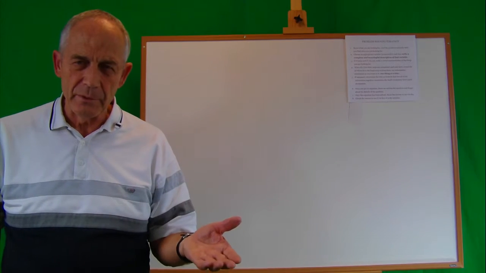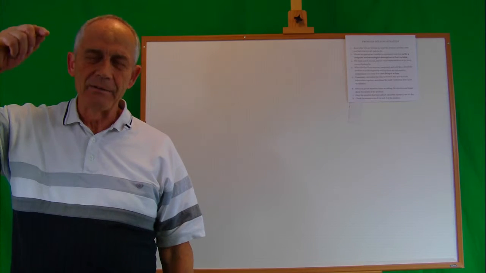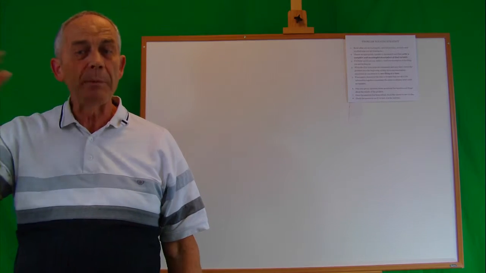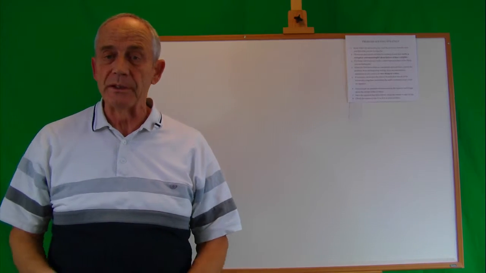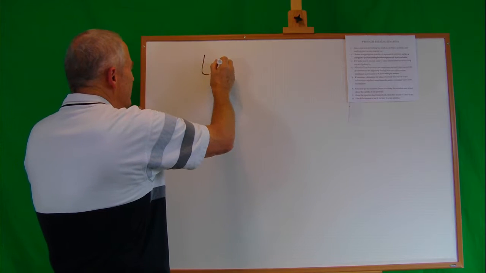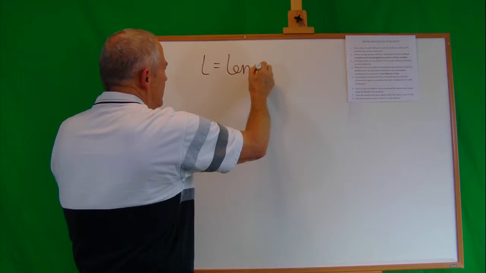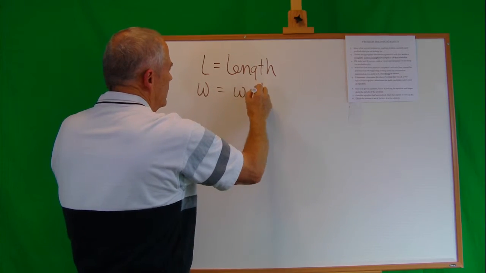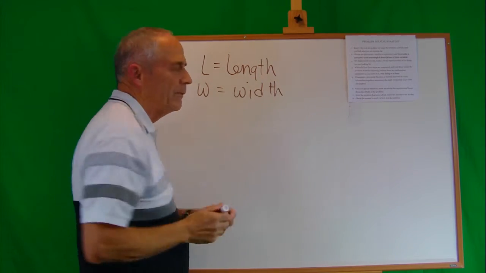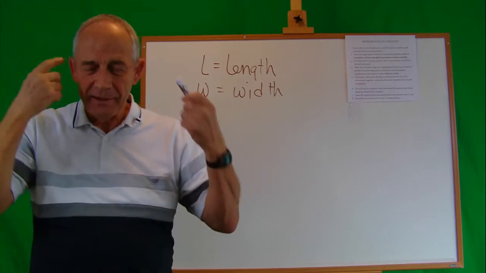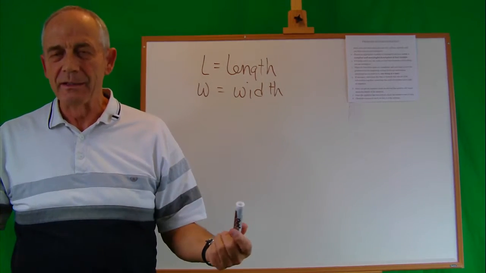So what are we looking for? It said find the length and the width. Now, what would be appropriate variables to use for that? Well, L could be equal to length. W could be equal to width. Because when I see L, I think length. When I see W, I think width.